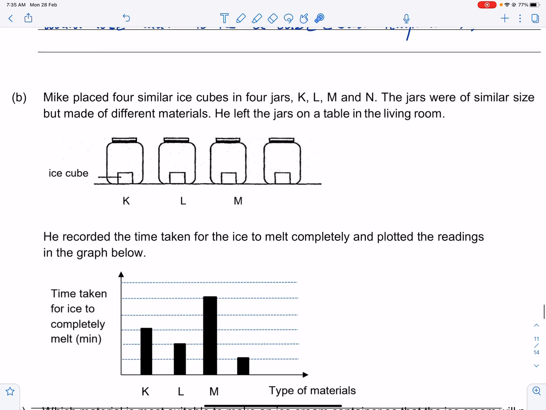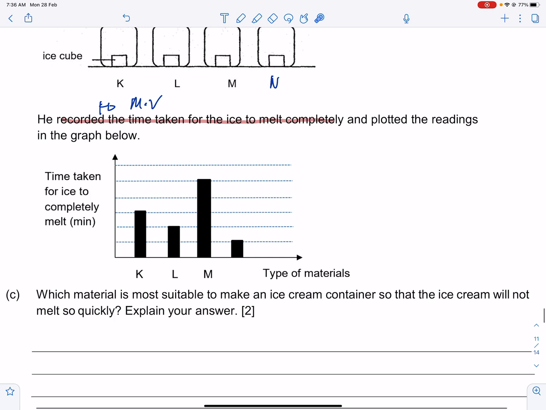Now, next question. Mike placed 4 similar ice cubes in 4 jars, K, L, M, and N. The jars were of a similar size but made of different materials. Okay, so this is my change variable. He left the jars on the table in the living room. He recorded the time for the ice to melt completely. So we know that he's recording something, so this is our measured variable. And plotted the readings in a graph as shown. Then the question goes on to ask you, which material is most suitable to make an ice cream container so the ice cream will not melt so quickly?